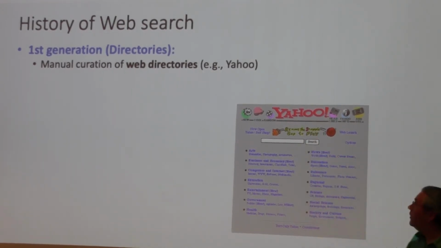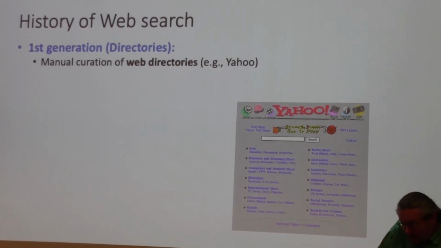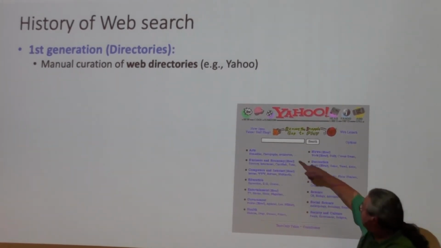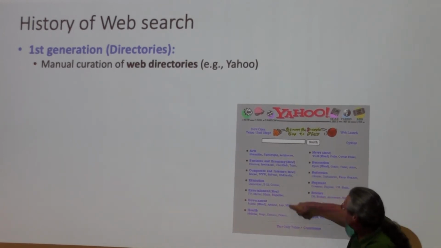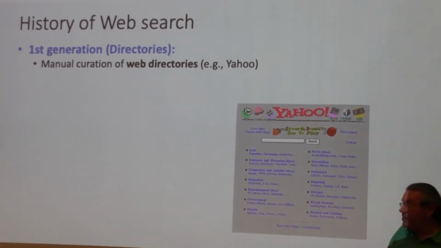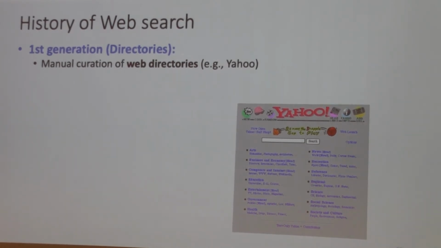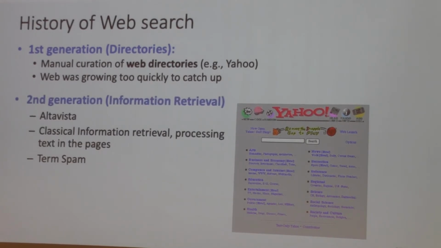Yahoo came in those days, and they had little gnomes or people sitting in a dark room trying to come up with these classifications. So in those days, it was manual. That was the very first generation, but that doesn't scale. The web was already growing exponentially. And then there was the second generation.